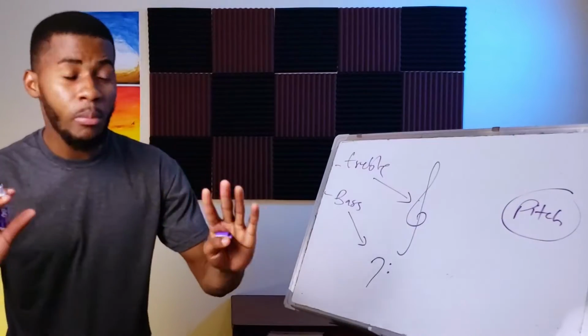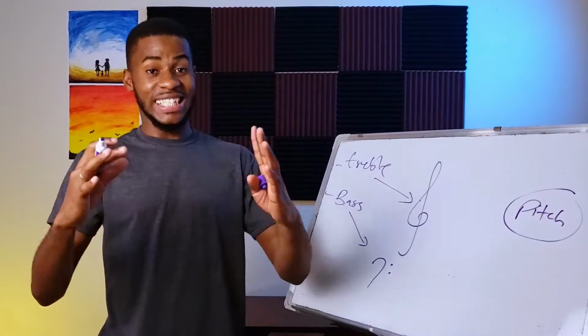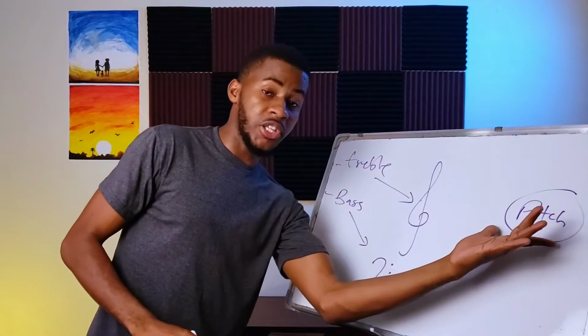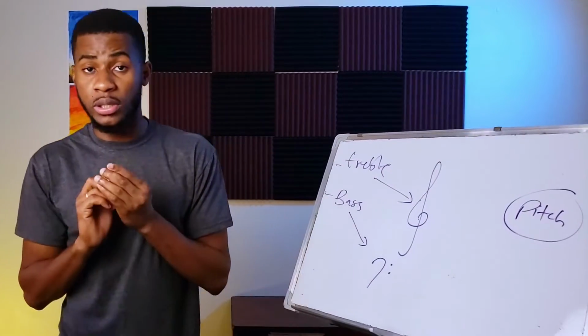But we're going to be dealing more with the treble clef because the violin is a treble clef instrument. It's a high instrument, and the treble clef deals with the higher pitches, while the bass clef deals with lower pitches. That's how I want you to understand it now.